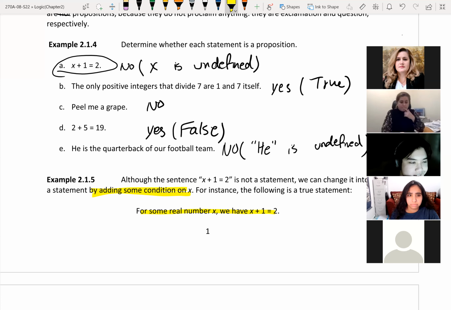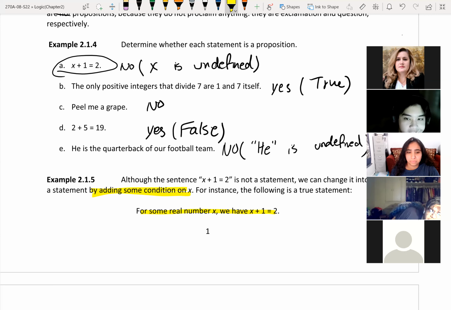Can you right away decide whether "for some real number x, we have x plus 1 equals 2" is a true or false statement? True. Because there exists one x that makes that statement true. It didn't say anything about what x is, but there exists means for some real number x, this x plus 1 equals 2 is true, right?